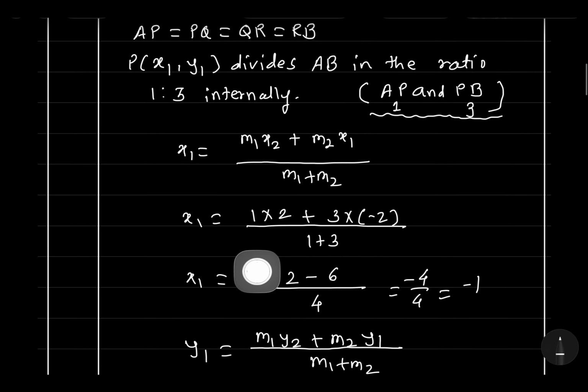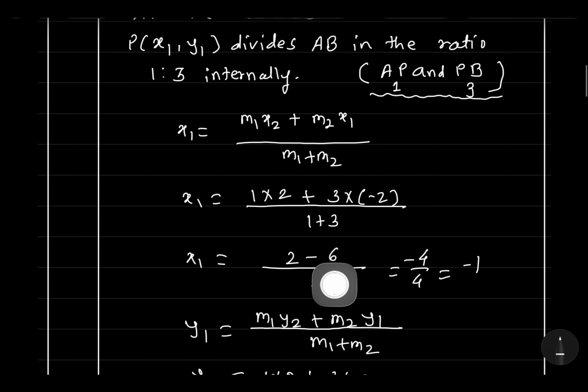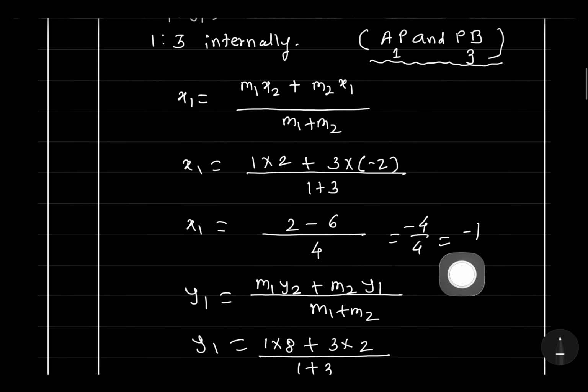Now solve this. x1 equals (1 into 2, 2, plus 3 into -2, -6) upon 4. Then subtraction: 6 minus 2 is 4, and the bigger number has the minus sign, so -4 upon 4. Dividing, 4 upon 4 is 1 with the minus sign, so the answer is -1. So we got x1.